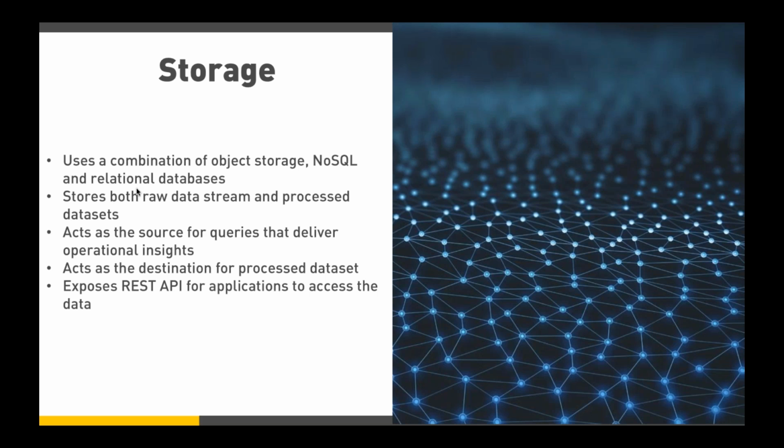The storage layer is responsible for storing the incoming data in its raw form, as well as the processed data, which is the output from the data processing pipeline, which we're going to explore. So that acts as the source for querying from various front ends from the application tier. And it's also responsible for delivering the operational insights in the form of query results and reports, dashboards, and so on. It acts as a destination for processing the data set. At the same time, it acts as a source for the raw data.